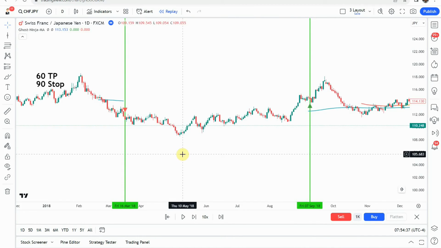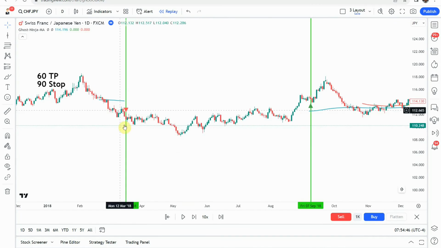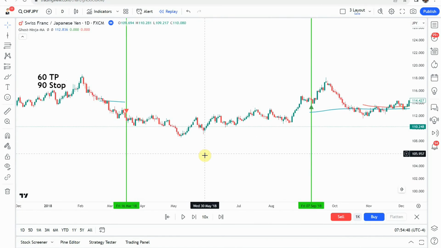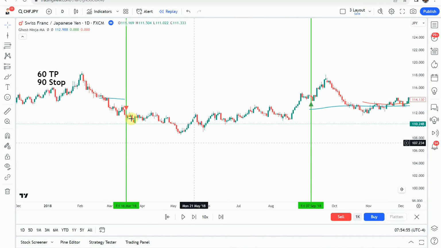So does it hold up to the source video? Well, yes and no. I do think it is an interesting indicator. It seems like it doesn't give us enough trades within the 1 year's time on the daily, and it also seems like it gives signals kind of late in the trend direction change.